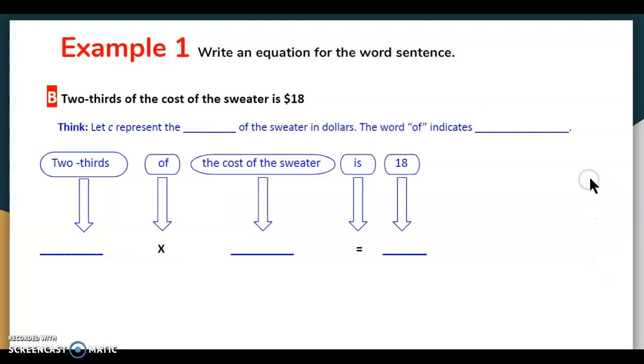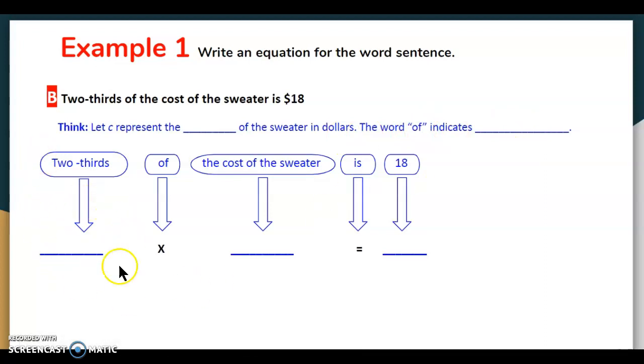Next question. Write an equation for the word sentence. 2/3 of the cost of the sweater is $18. They want you to let C represent the cost of the sweater in dollars. So what do you think C is going to represent from our word sentence? You put that word here. What does the word of indicate?